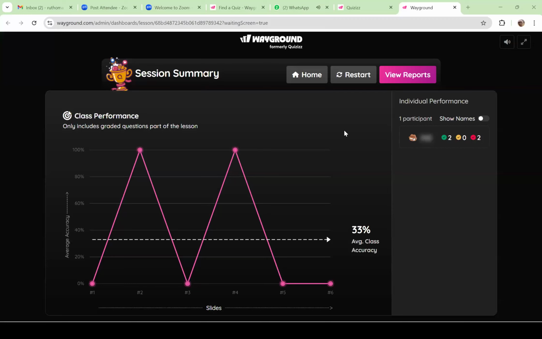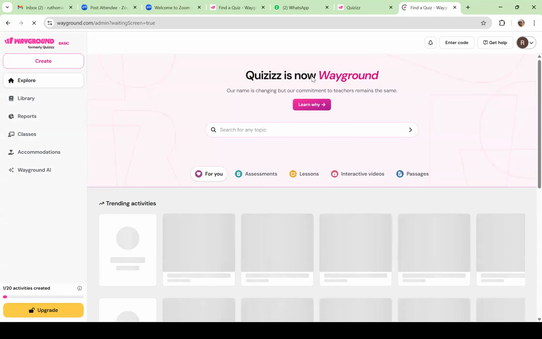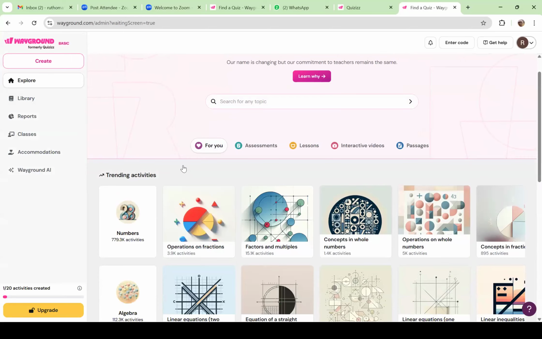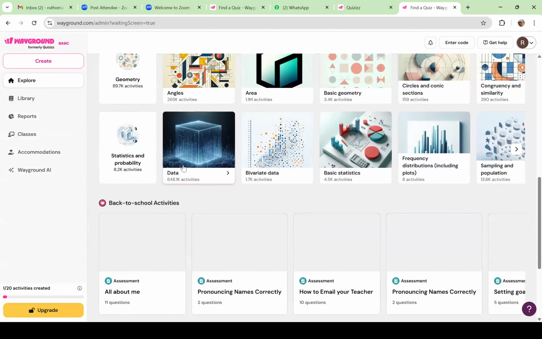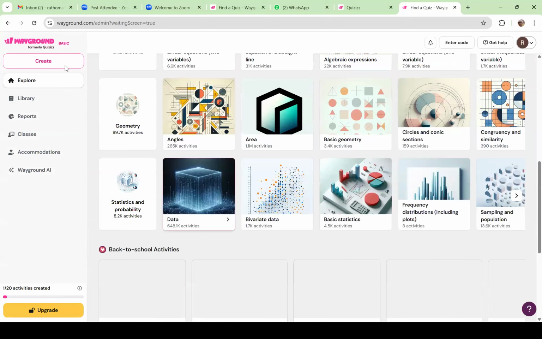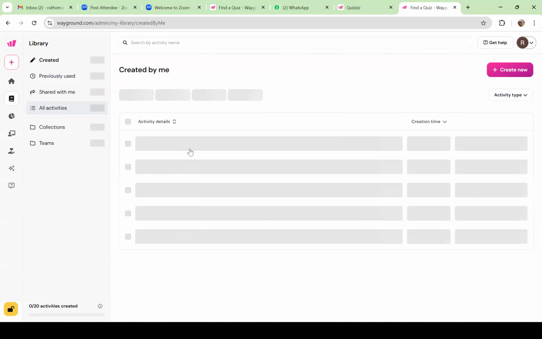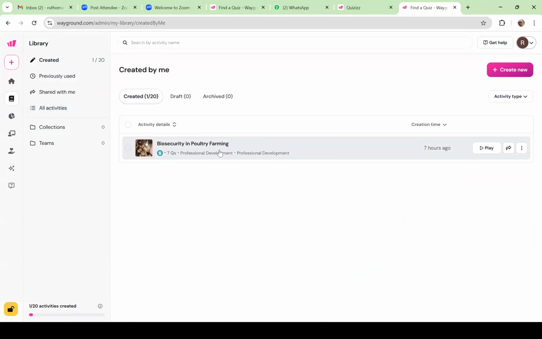So we are going to repeat. The first instance was essentially to allow us to just do this. Where did my quiz go? Let's see, library. Yes, here it is.